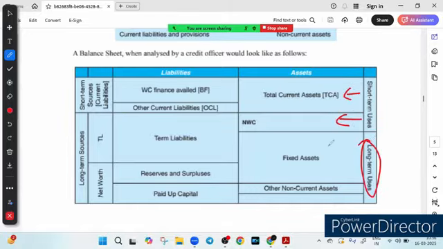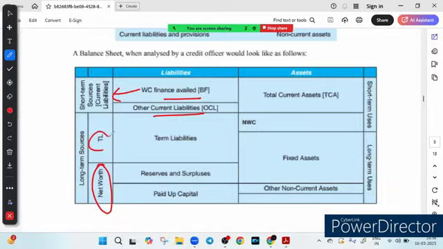On the liability side, we have seen there is something called short-term source of funds. It includes working capital which you have availed, and other current liabilities, two parts of the short-term source. And the long-term source has two parts, net worth, and total long-term liability, which is TLL. So this is the proper bifurcation of this balance sheet. I hope it is clear. Short-term use, long-term use.